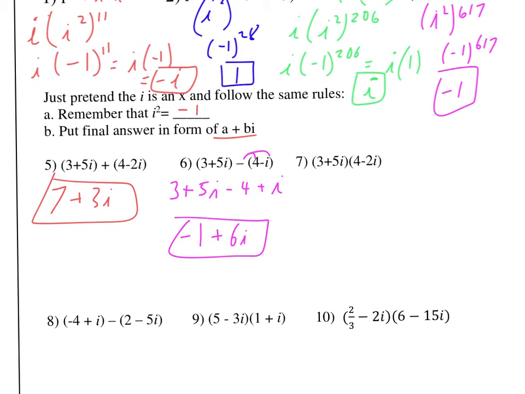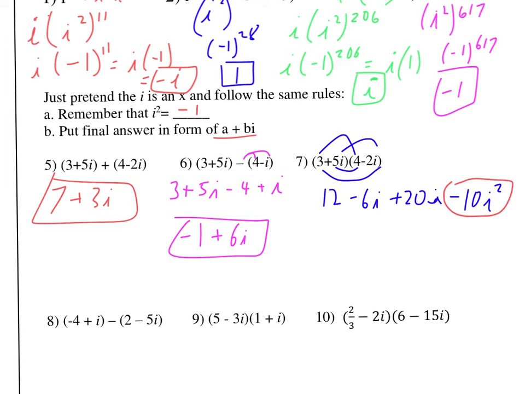And then number 7, this one is actually a multiplying, so this one would be a FOIL. So I'll do first times first is 12, outer times outer is negative 6i, inner times inner is a positive 20i, and then last times last is a negative 10i squared. So now I would combine like terms, but before I do, I always like to take care of the i squared. So this is really negative 10 times negative 1. So this is really saying plus 10. There's a shortcut for that. Anytime you have an i squared, it goes away, but whatever it's attached to switches signs.